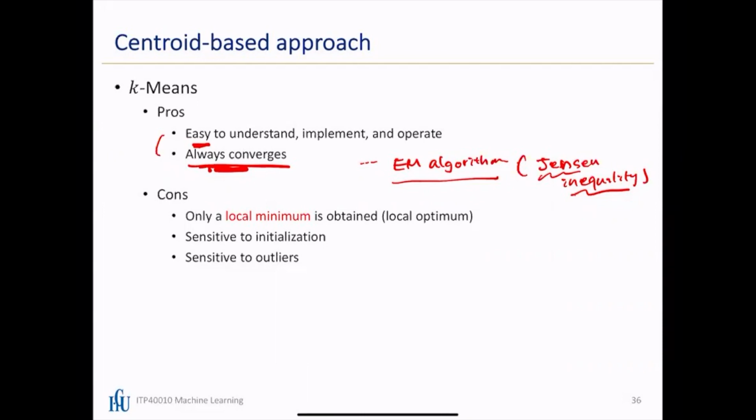But at the same time, it has cons. It stops somewhere, but there could be a local optimum. So you have come up with some cluster result, but that is not correct and very far from what you want. That is a local optimum. And it is sensitive to initialization as well. Soon you will understand what this means. And it is sensitive to outliers. Maybe your data set has some outliers. By nature, if you have outliers in k-means, the result may be misleading.